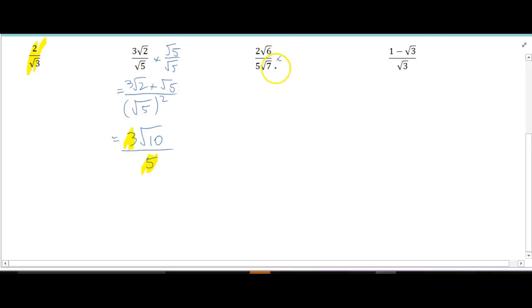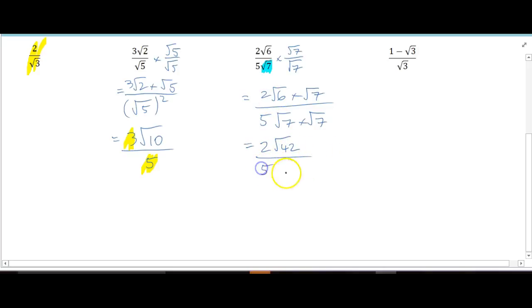Let's do this next one. So the surd that appears in the bottom here is root 7. You don't have to times by root 5, it's just root 7 over root 7. So let's see what happens here. On the top line, we get 2 root 6 times root 7, and on the bottom, we get 5 root 7 times root 7. Now the top line gives us 2 root 42, and the bottom line gives us 5 times 7, since root 7 times root 7 is just 7. So finally, simplifying that down, we get 2 root 42 over 35. So that's that one done.